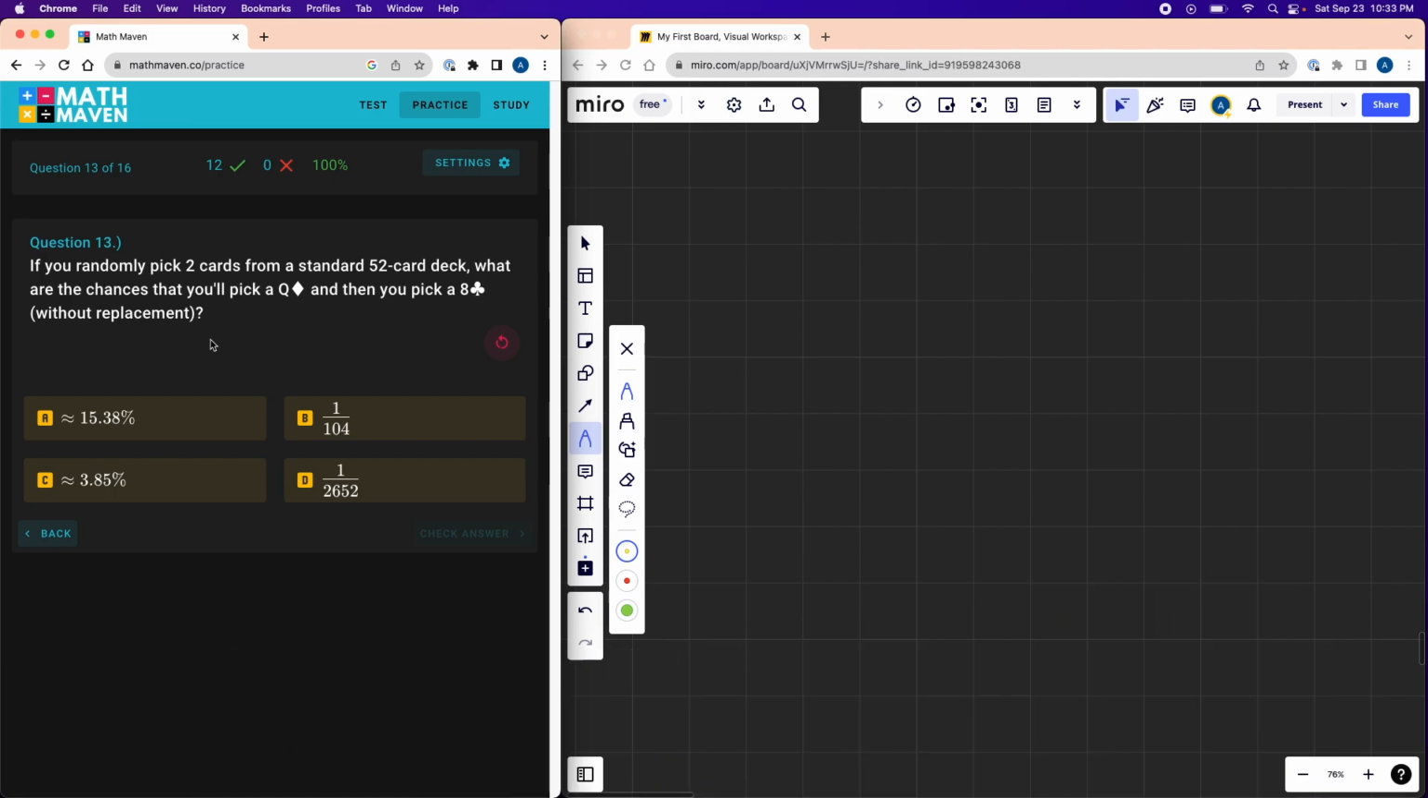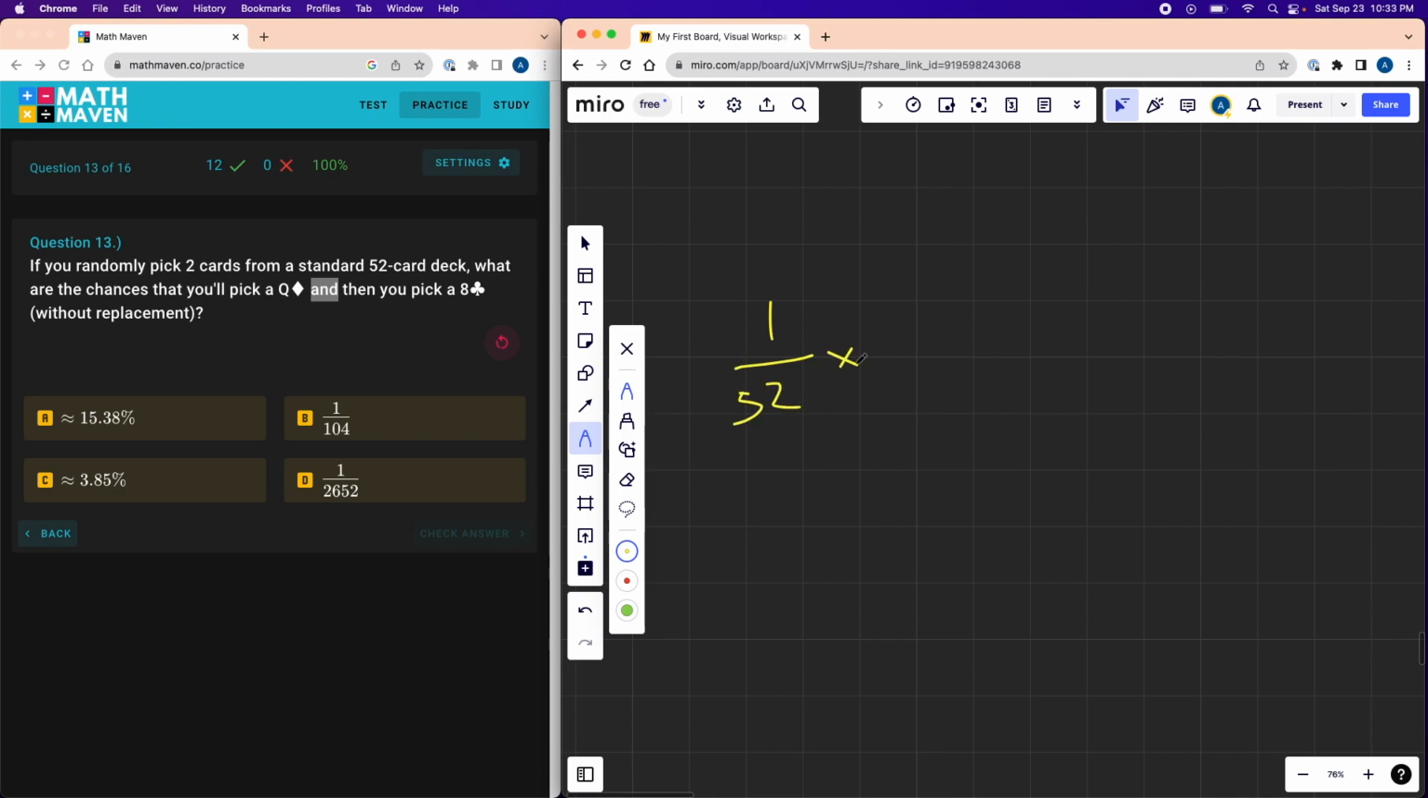All right, let's go ahead and work through this one together here. Again, we should be looking for that keyword "and" right now, so we should know that we are going to be multiplying these 2 different events here. And, well, what are the 2 different events? The first event is picking the queen of diamonds out of a 52 card deck. So that'll be a 1 out of 52 chance.